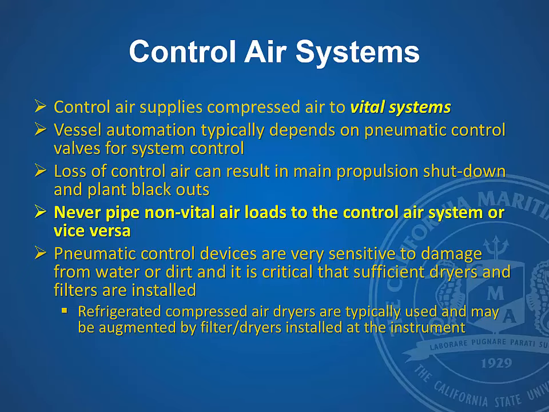Control air supplies compressed air to vital systems. Vessel automation typically depends on pneumatic control valves for system control. Loss of control air can result in main propulsion shutdown and plant blackouts. Never pipe non-vital air loads to the control air system or vice versa. Pneumatic control devices are very sensitive to damage from water and dirt, and it is critical that sufficient dryers and filters are installed. Refrigerated compressed air dryers are typically used and may be augmented by filter dryers installed at the instrument itself.